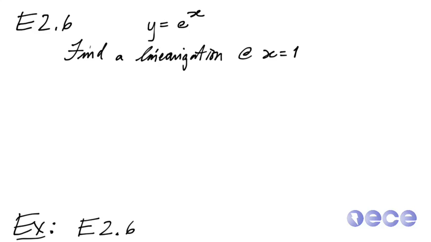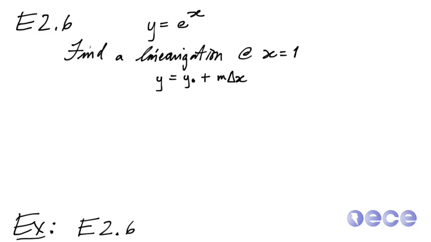So let's say we have some function y equals e to the x. I want to find a linearization at a specific point, x equals 1. So how do I go about doing this? Well, I express y as my initial point, y0, plus m times some delta x.